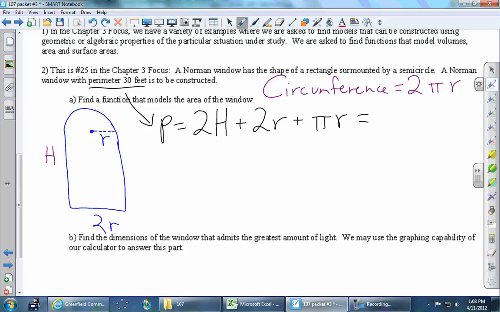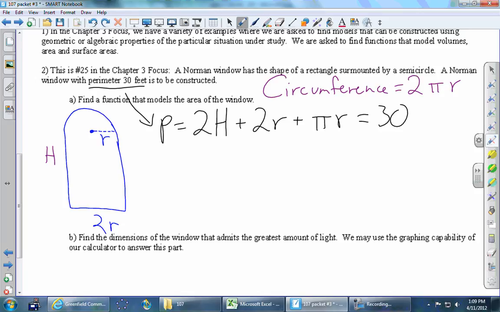Okay, we are given a number. What is this equal to? It's definitely equal to 30 in this problem. Michael. Okay. So this perimeter is 30. And there's not much we can do with that at the moment. We'll just let it sit there.